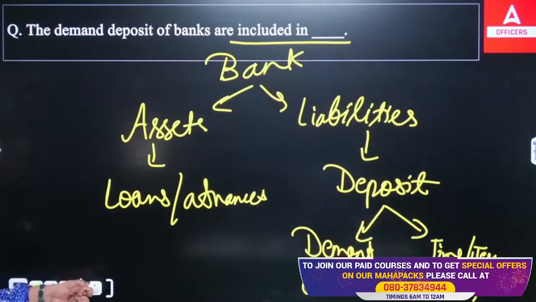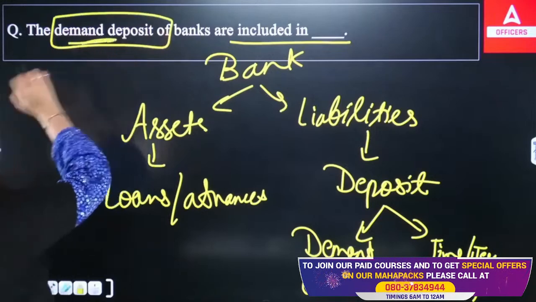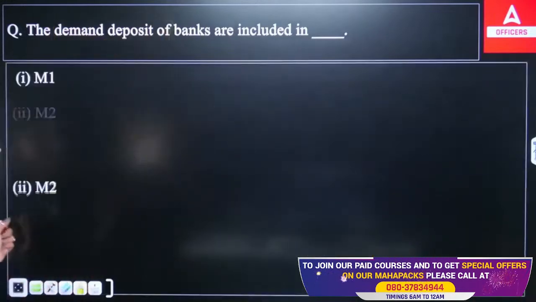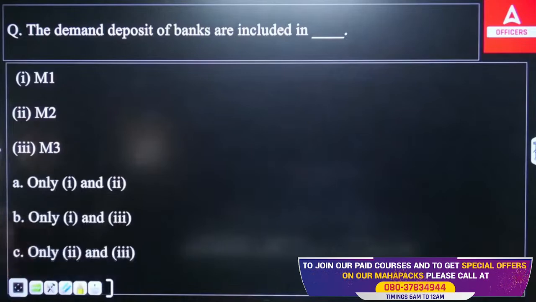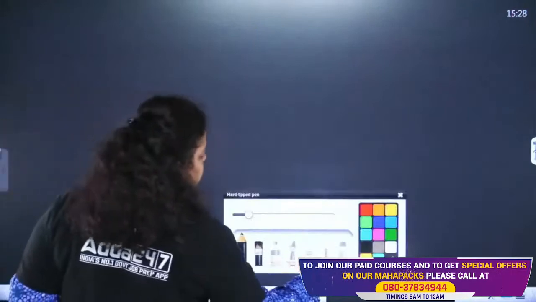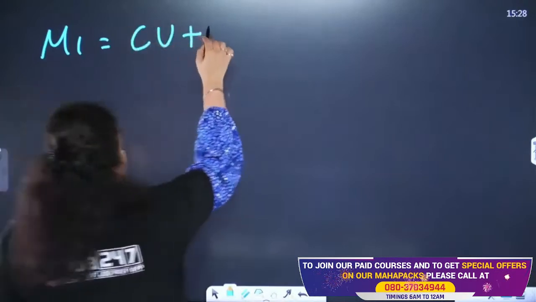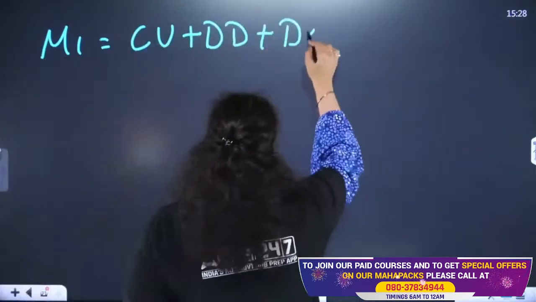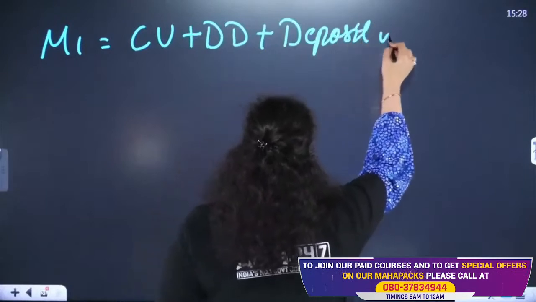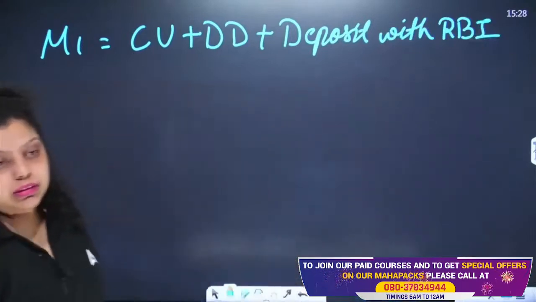So this is the deposit we are talking about, and this is what demand deposit is. Demand deposit means CASA, and the question is asking which of the following includes the demand deposit. We have options M1, M2, M3. To answer such a question, you should know what M1, M2 and M3 are. So let's understand this. M1 is equal to currency unit plus demand deposit plus deposit with RBI. This is what your M1 is.